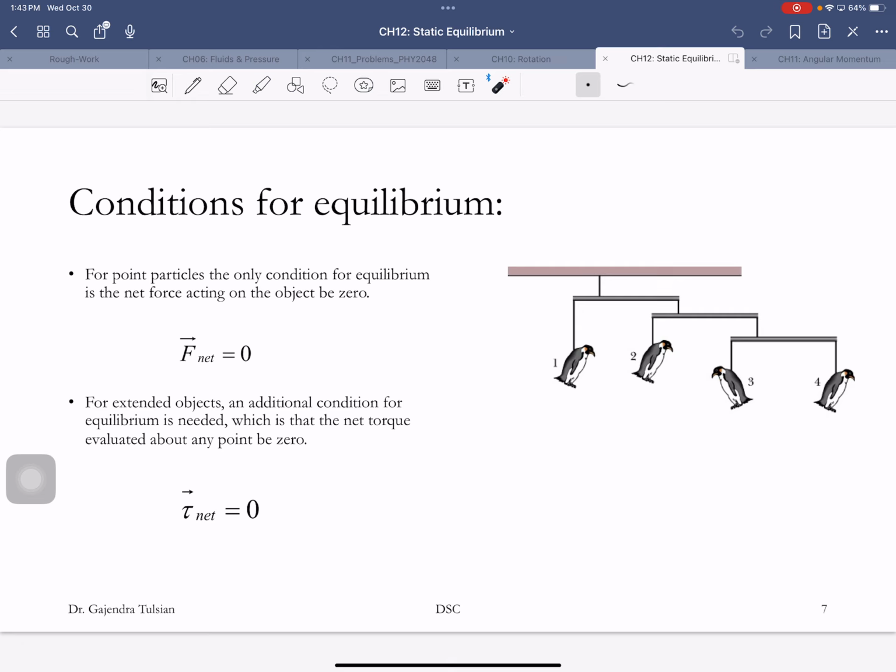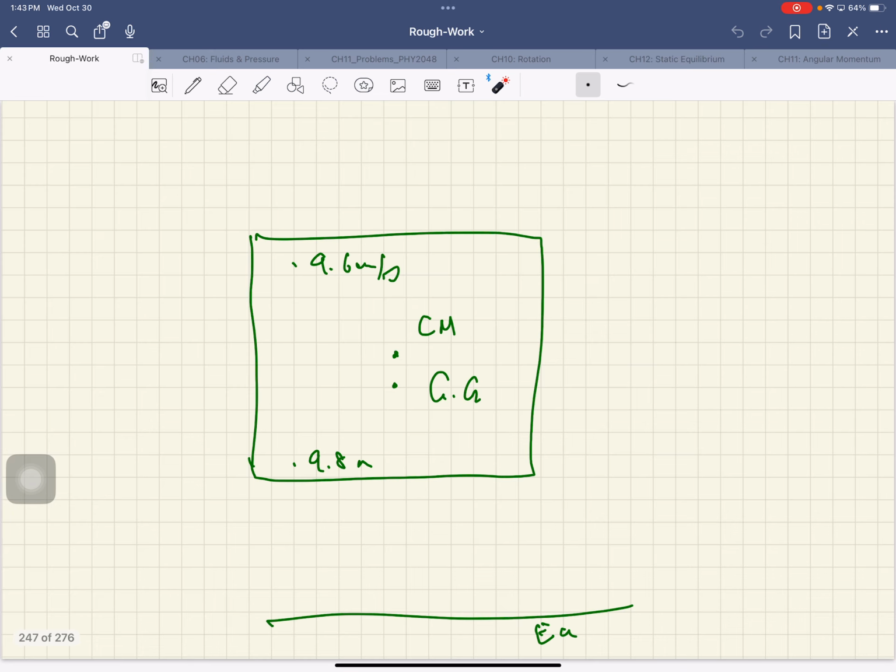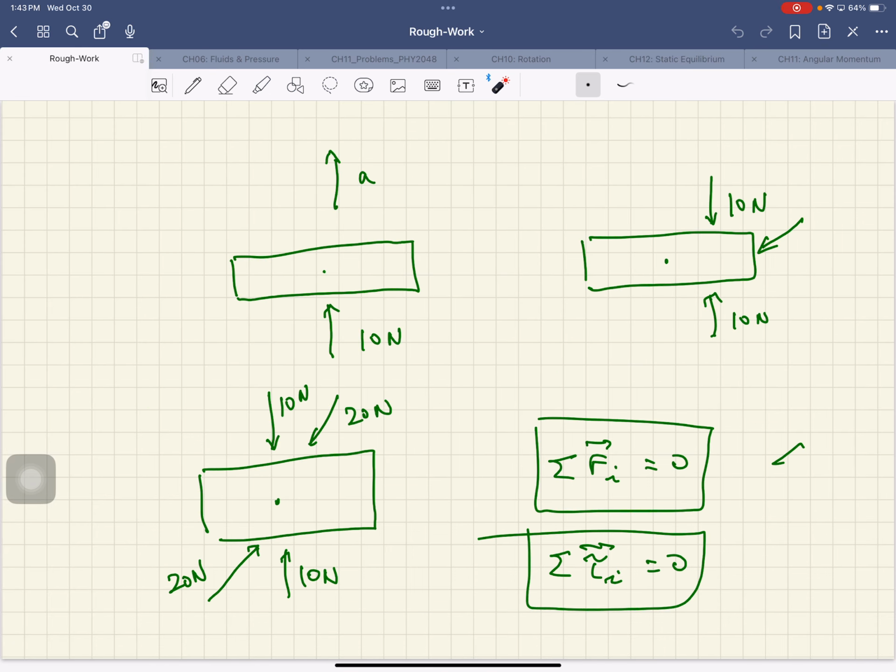Okay, so conditions for equilibrium for an extended object, you saw that. For an extended object, just the fact that the sum of the forces equals 0 is not good enough. So for instance, this is not in equilibrium. What you need is this additional condition for when forces are acting on an extended object. Okay, that the sum of the torques of these forces should be 0 as well for equilibrium.